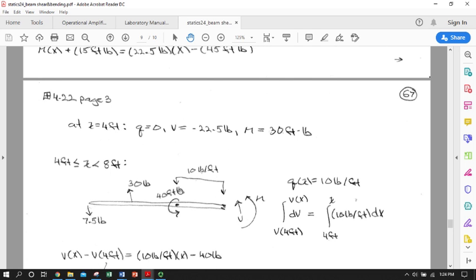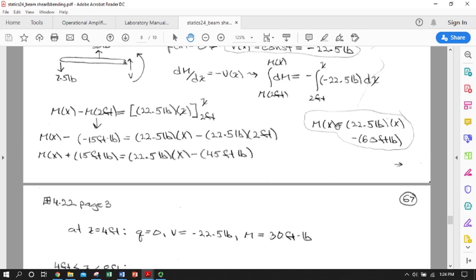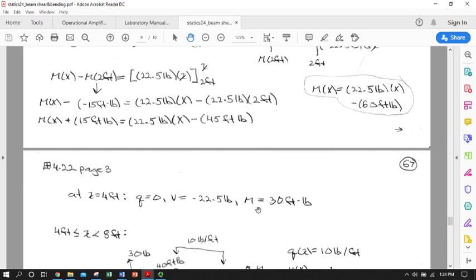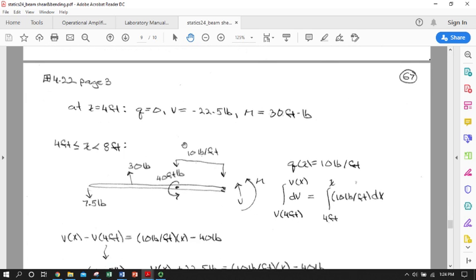Okay, our next segment now is past the 40 foot-pound applied moment, and we're picking up the distributed load. So at 4 feet, q is still 0 right at 4 feet. We haven't quite picked it up yet. V is still negative 22.5 pounds from the previous section, and if we evaluate moment at 4 feet, we get 30 foot-pounds. So those are our initial left-handmost conditions of our right-handmost section, here from 4 feet to 8 feet. We're going to use this set of conditions to evaluate at that leftmost limit.